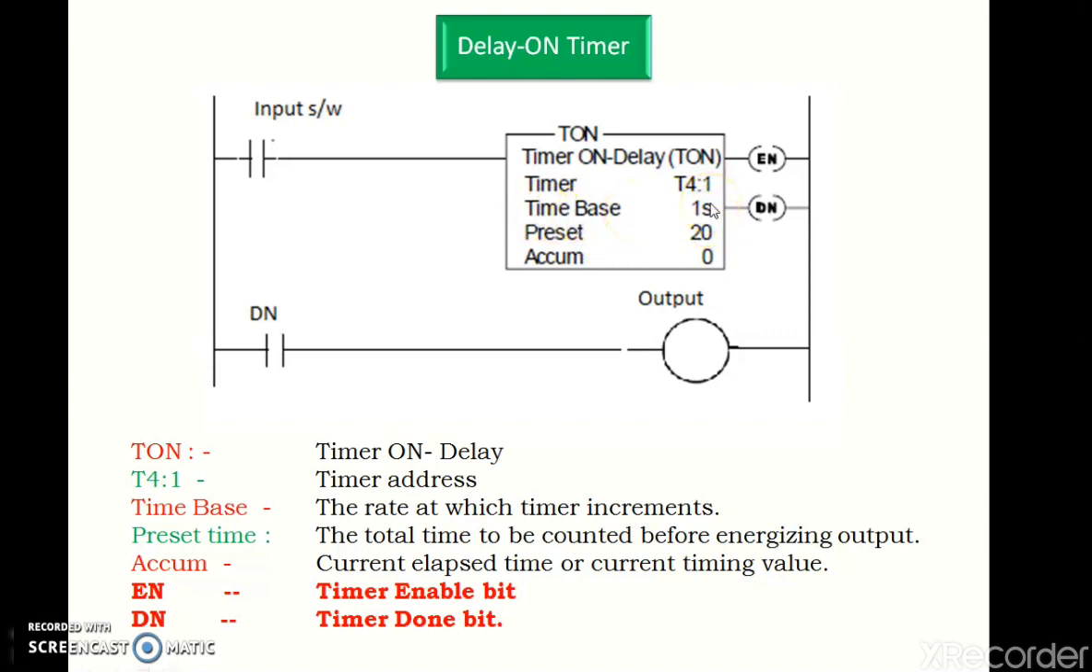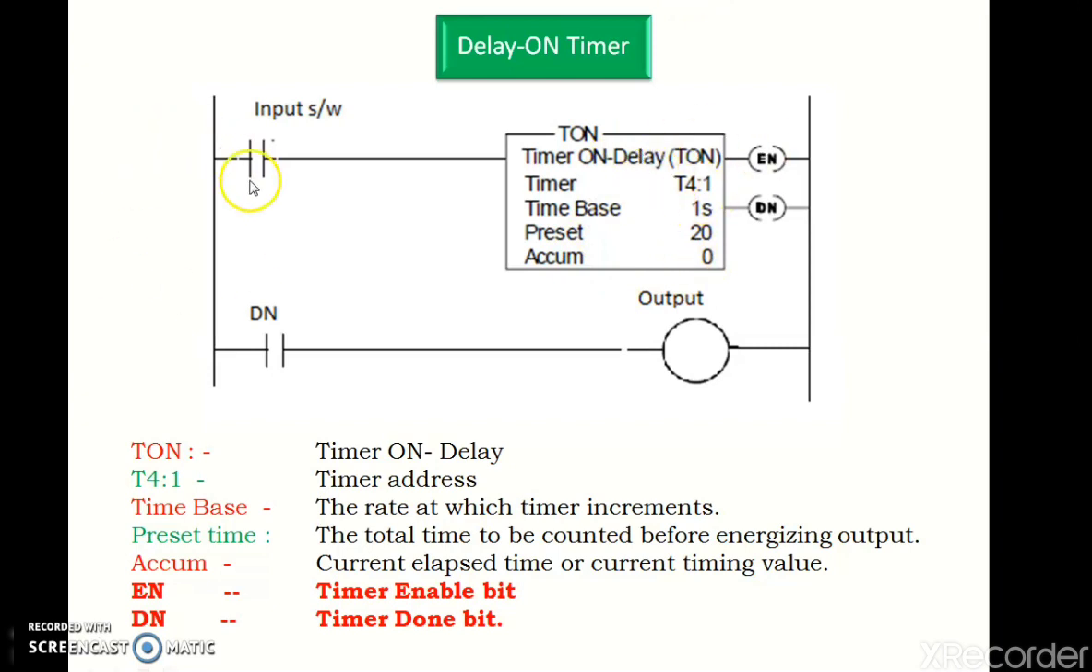The rate at which the timer value increases is called time base. Suppose it is 1 second, or it may be 0.1 second, it may be 0.01 second. That is called a time base, at which rate it is counting. Then preset value, after which time period its output will be on. That time is called preset time, means the total time to be counted before energizing the output. Accumulated value is the current elapsed time, our current timing value, how much time has completed.